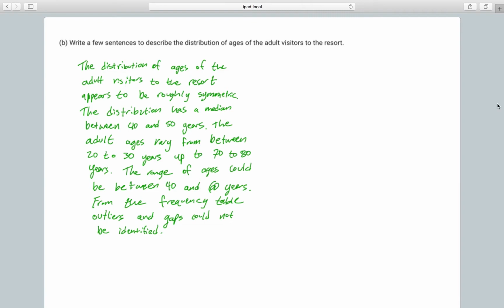So just make sure when you're describing a distribution, you talk about shape, center, spread, outliers if there are any, and then you add context. So don't just state abstract numbers, state the context in which you're discussing those numbers, in this case, ages.